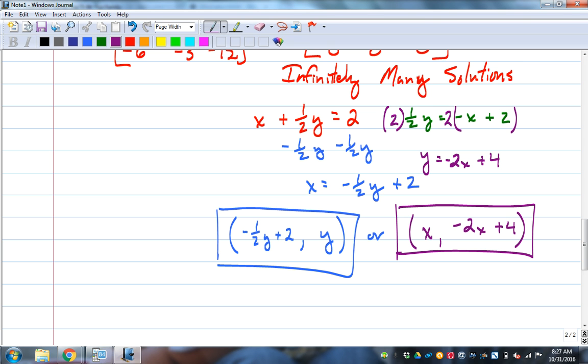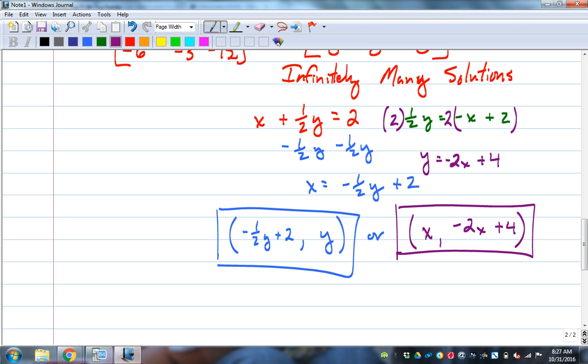Same way here, but instead of picking x's, I'm picking y's. So if I needed to know, well, what's the solution when y is this? I'd say, oh, well, y is 5, then I'd plug it in here. And I could get the x value that goes with it. So this is kind of the next level thing that you probably didn't do in Algebra 2. You probably stopped at saying, oh, it's infinitely many solutions. Well, we're going to write those solutions in the form of one of the variables.